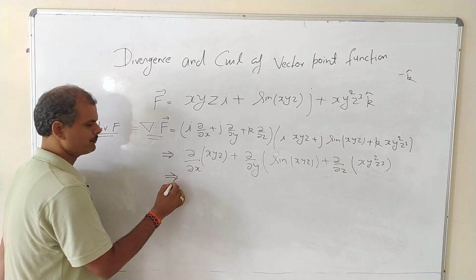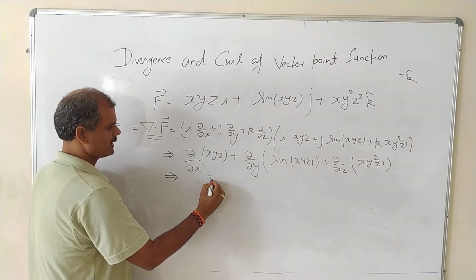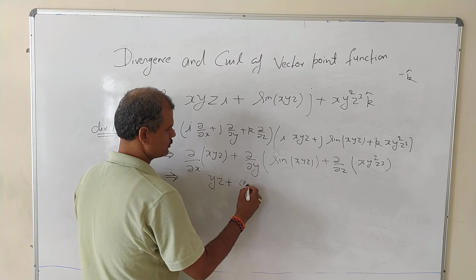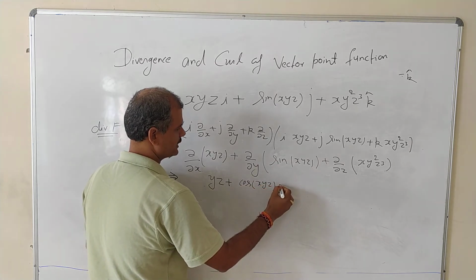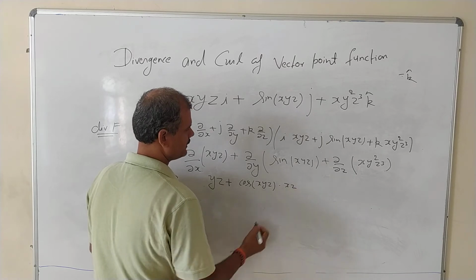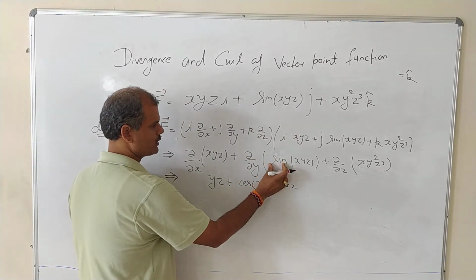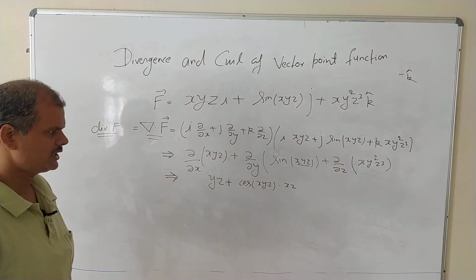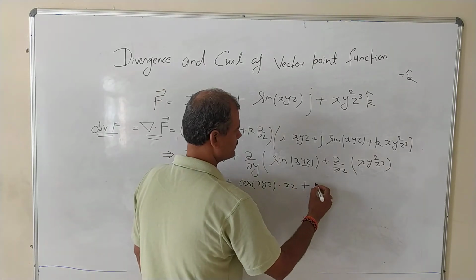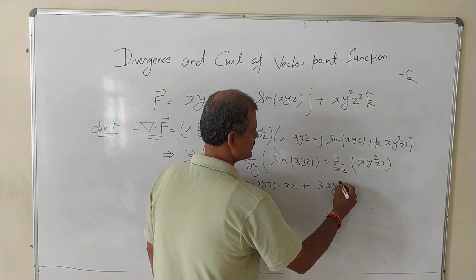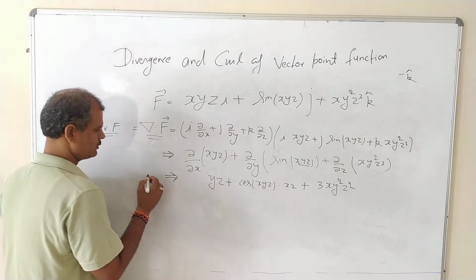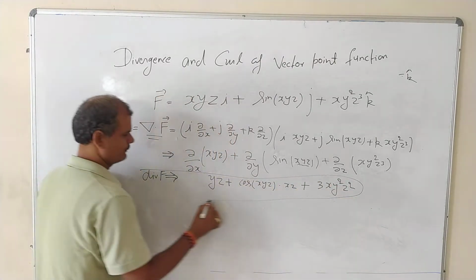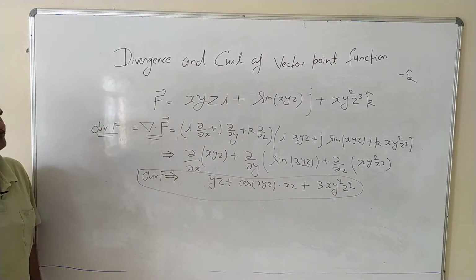Now this is the partial differentiation. So here we get yz, plus here we get the differentiation of sine, which will be cos(xyz) into xz, because first you differentiate the sine function, after that you need to differentiate xyz with respect to y. And here we have 3xy²z². So this is the divergence of F. Fine, so this was the one question.